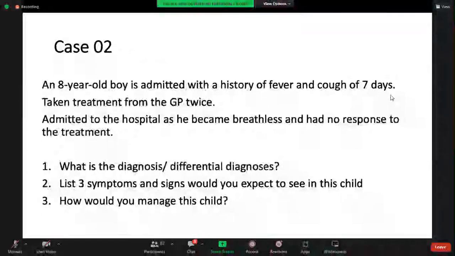Any other questions, or shall we move on to this case? Who's going to discuss this one? We have many cases to discuss, so you have to do it quickly.